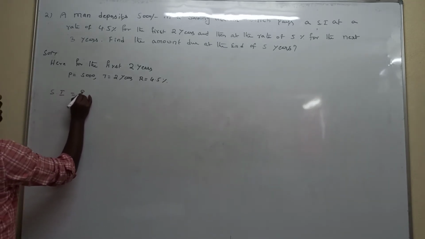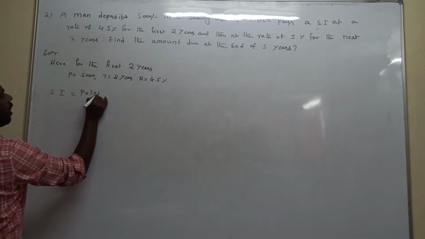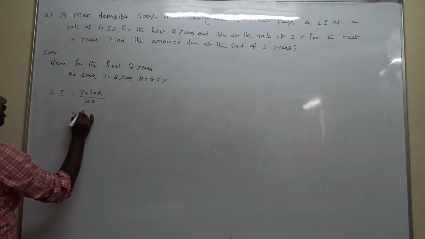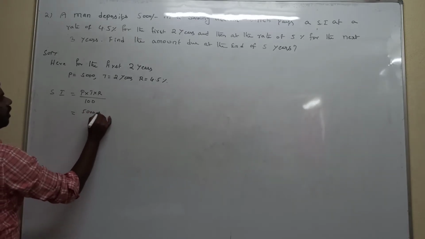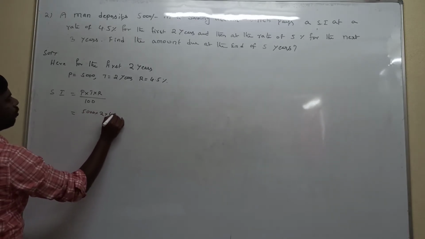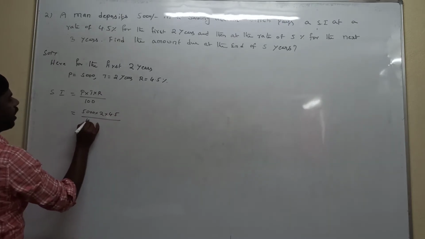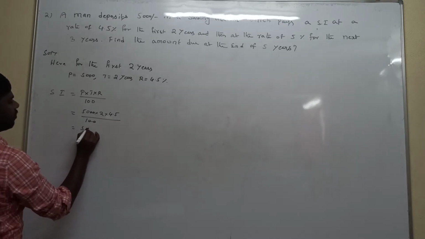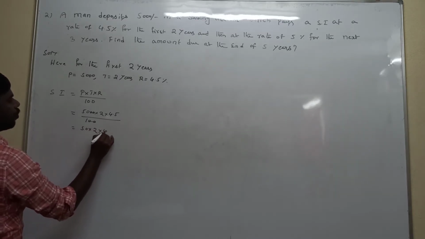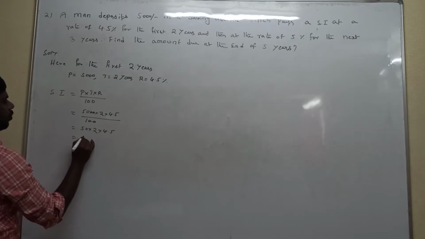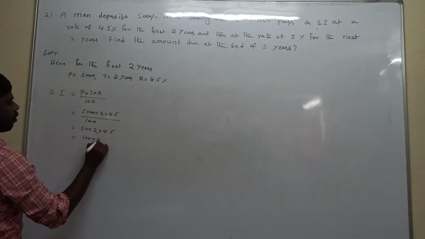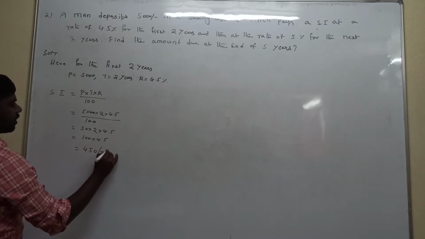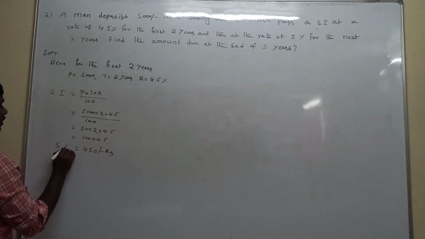What is simple interest from here? PTR by 100. Now substituting values, P value is 5,000 into T value is 2, and R is 4.5 divided by 100. Here 2 zeros, here 2 zeros, we cancel. Remaining value is 50 into 2 into 4.5. 50 into 2 is 100. 100 into 4.5 is nothing but 450 rupees for the first 2 years simple interest.